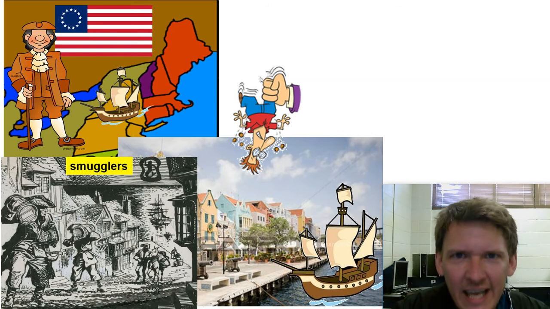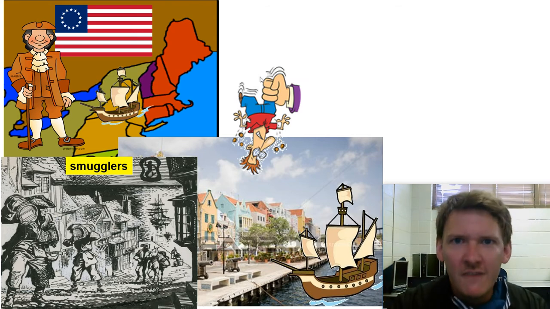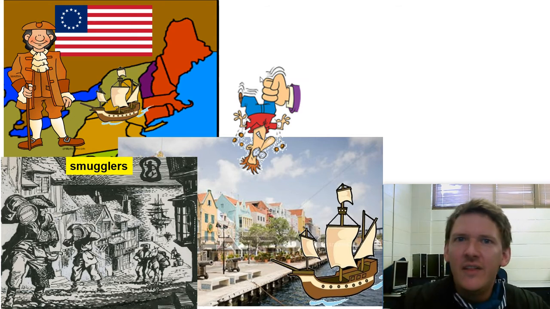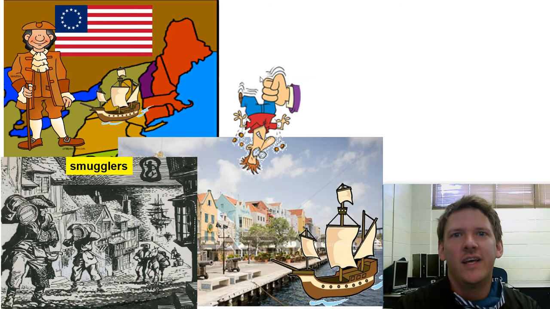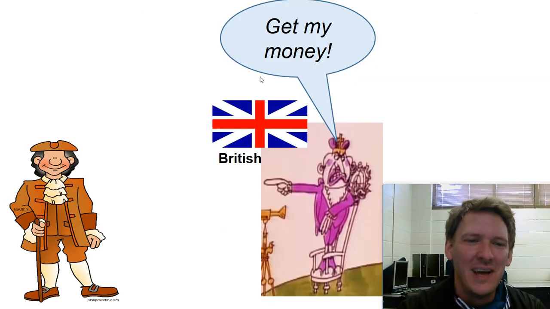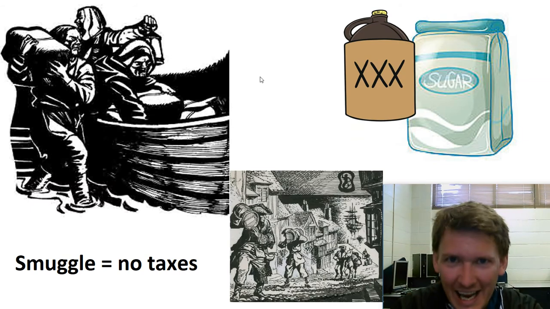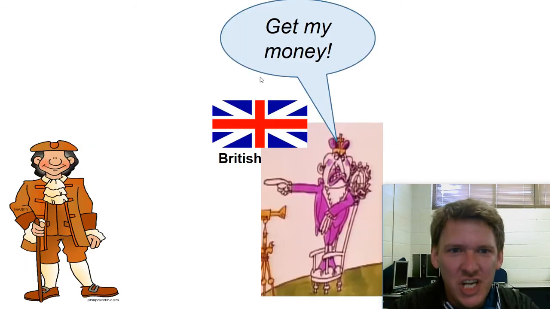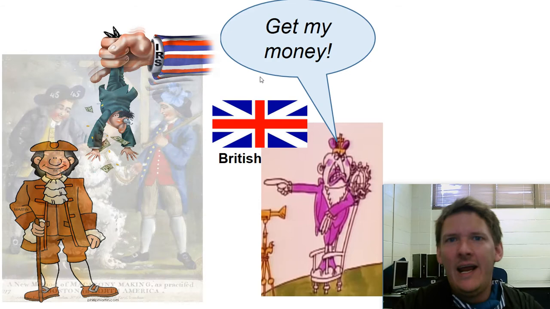Well, they were sneaking it in. Instead of buying the direct shipments of sugar every day, they were sneaking it in the dead of night and sneaking in the sugar so they could still get their alcohol. So they were still getting their alcohol and they weren't paying the taxes. So a big win for the Americans. Smuggling, illegal activity, cheating. Get my money.